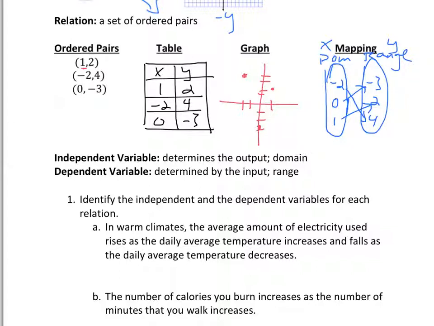You probably learned about this a lot in math, but also in science. The independent variable determines the output. It's totally on its own, doesn't depend on anything else. It's the domain, it's our x's. The dependent variable is determined by the input. So the independent variable tells you what the dependent variable is going to be. That is the range. So the x doesn't depend on anything. The y depends on the x.